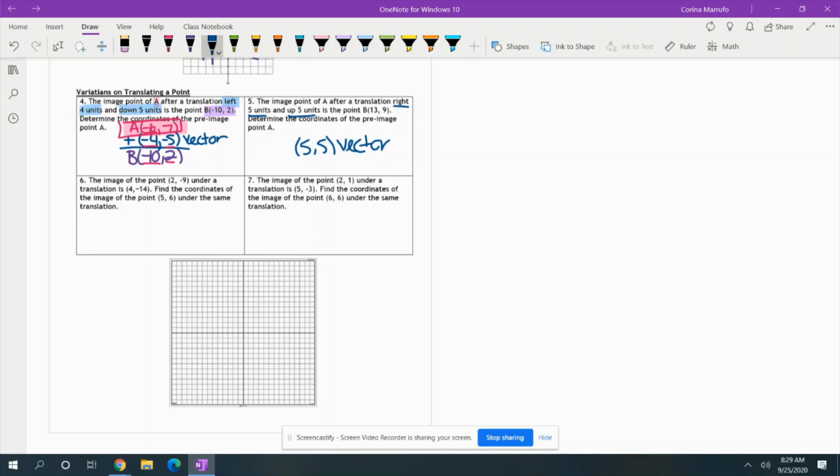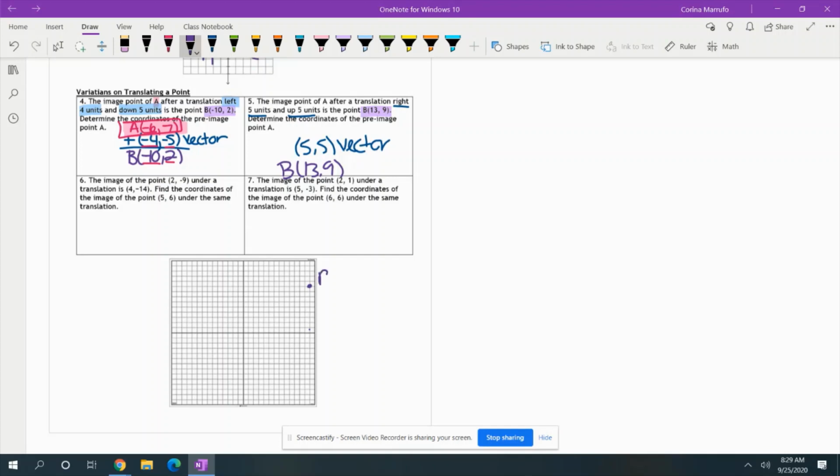Okay, now point B after the translation, it tells us here is 13, 9. So B is 13, comma 9. Alrighty. And then we are trying to figure out what point A is. So I'm going to go ahead and plot point B. So 1, 2, 3, 4, 5, 6, 7, 8, 9, 10, 11, 12, 13. And then it goes up 9. So 1, 2, 3, 4, 5, 6, 7, 8, 9.